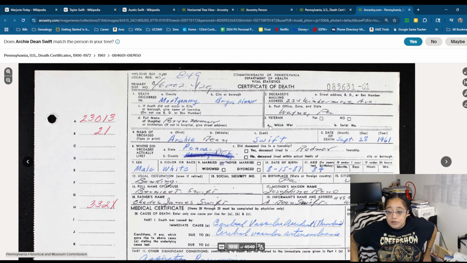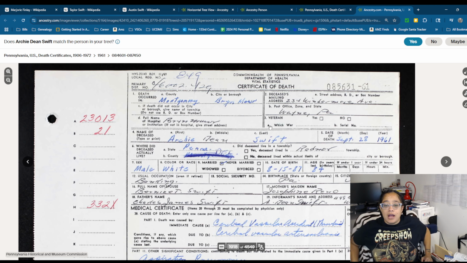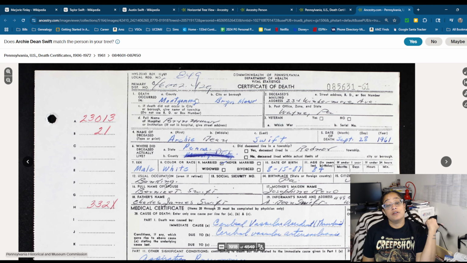So on a standard death certificate, you're going to get a variety of information. Death occurred, where, when, and where did they live, or where was their mail sent to if they did not die at the same place. You're going to get the name of the deceased. Again, you see how this is written in a different color pen? That's because somebody later was like, oh, the middle name is Dean, because the person who initially filled it out did not have that information.